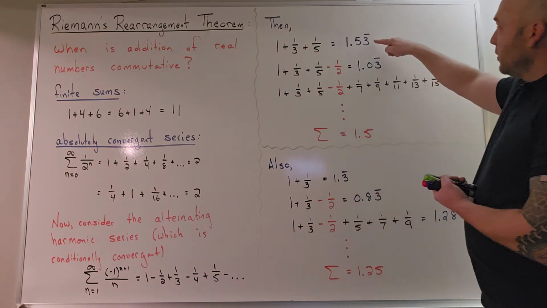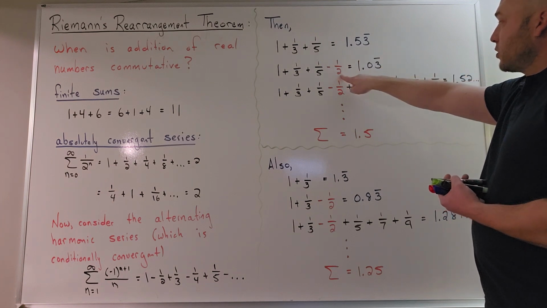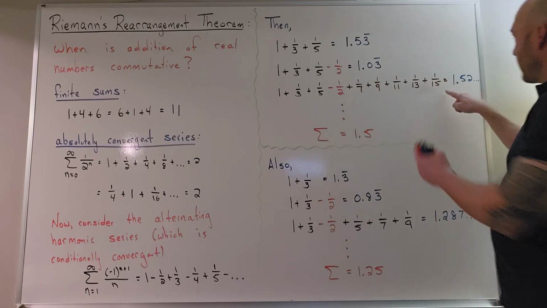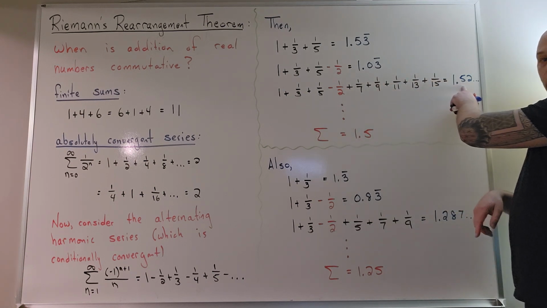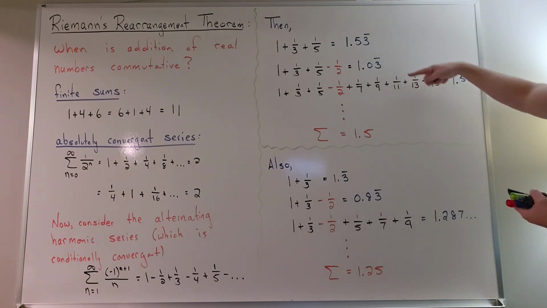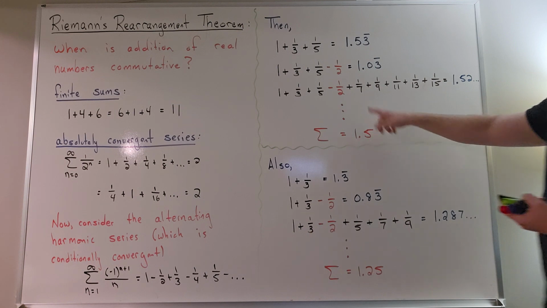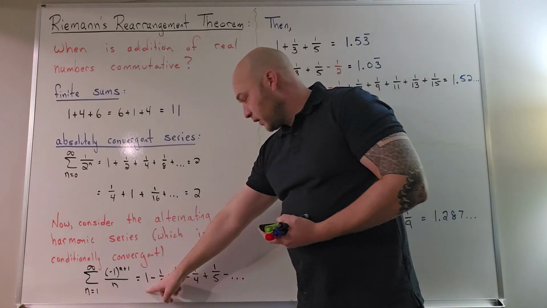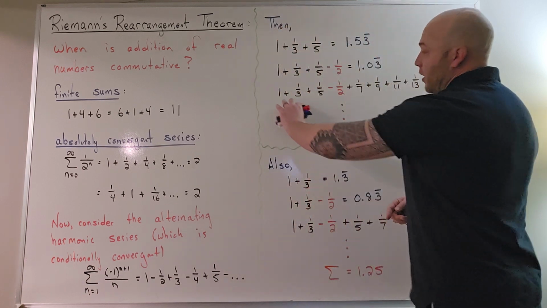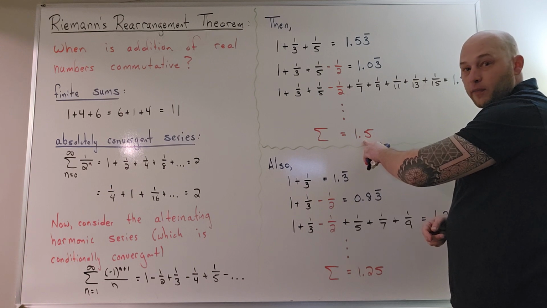In other words, what I can do is add terms to get up above 1.5, and then I could subtract a term to get below that, and then I'm going to add positive terms to get back up just above 1.5, and then I'll subtract, and I'll just keep doing that, and these partial sums are actually going to converge to 1.5. In other words, I can take this infinite series and rearrange the terms so that the sum of all of those terms will be 1.5.